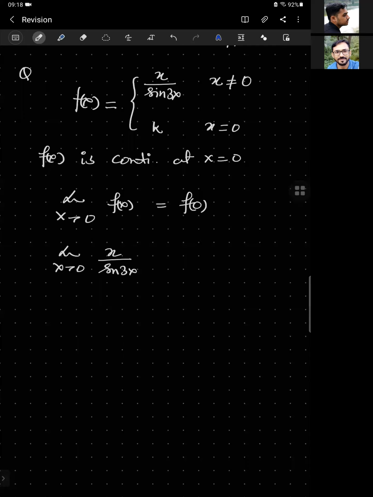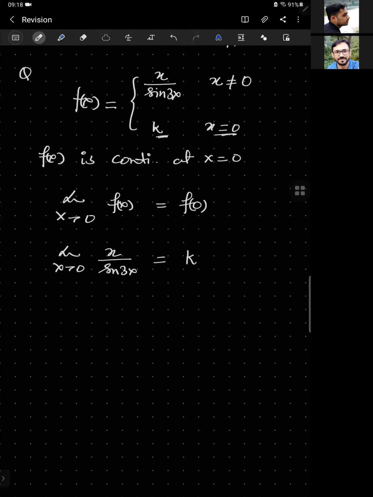See, we have been given f(x) equals sin 3x upon x when x is not equal to 0 and k when x equals 0. We have been given that this function is continuous at x equals 0. We know this identity very well. For continuity, limit of x tends to c, f(x) must be equal to f(0). So at x equals 0, the value of the function is k.